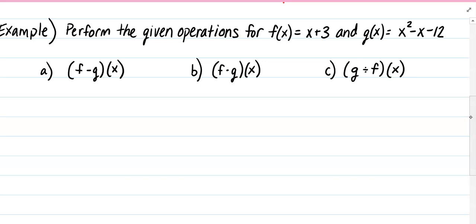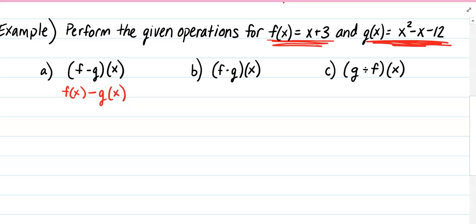Alright, so this example says perform the given operations for, and then it defines f of x and g of x. f of x is going to equal x plus 3, and g of x is going to equal x squared minus x minus 12. So for part A, it says do f minus g of x. That's really just saying to do f of x minus g of x.